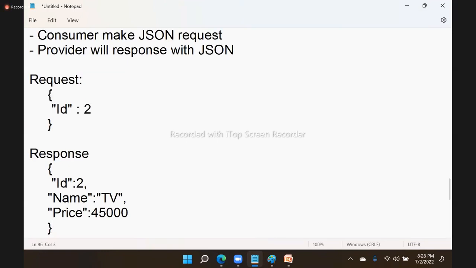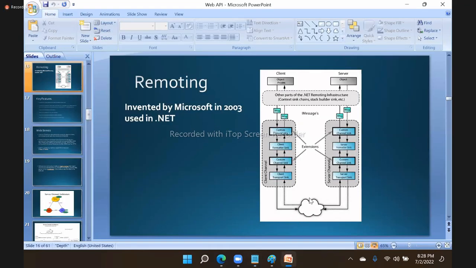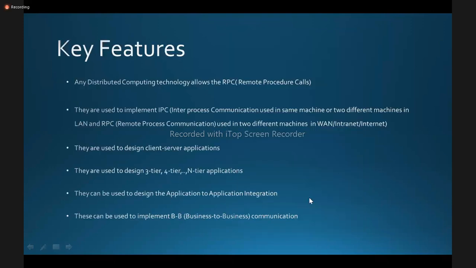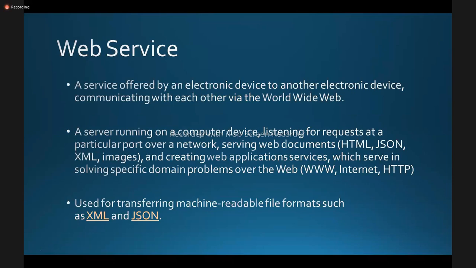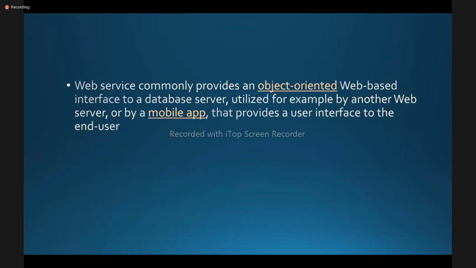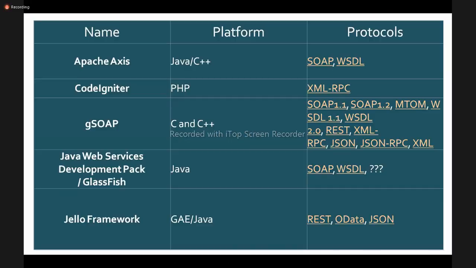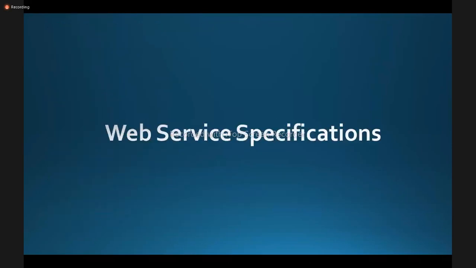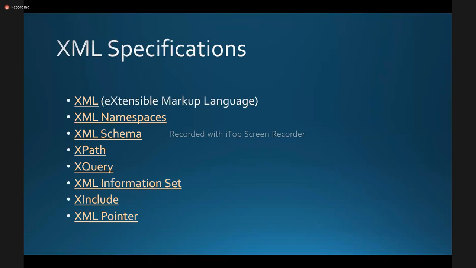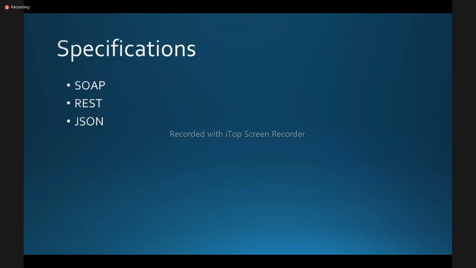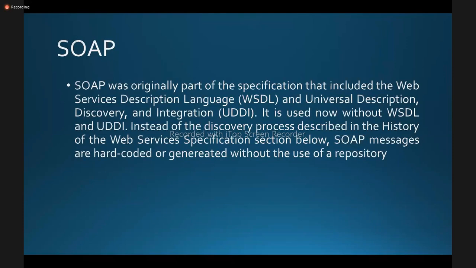So we have SOAP, we have REST, and we have JSON. These are the web service specifications. You see, this is all not required for you. These are the specifications: SOAP, REST, and JSON. In SOAP, the Service Oriented Architecture Protocol, it actually uses languages like WSDL and UDDI.